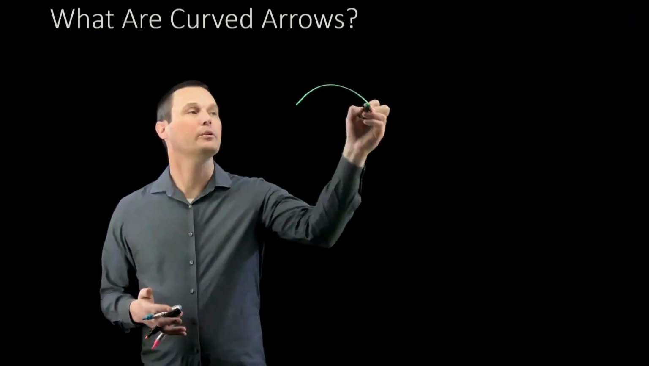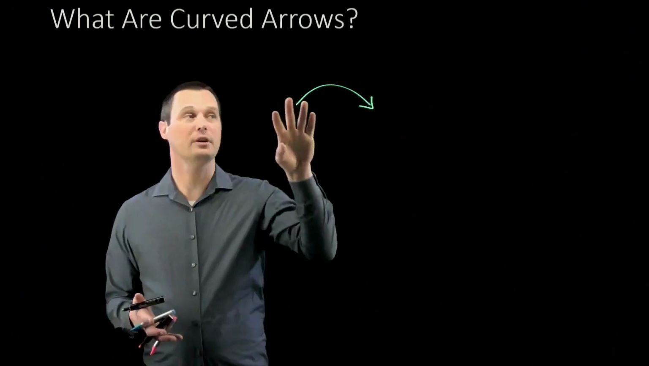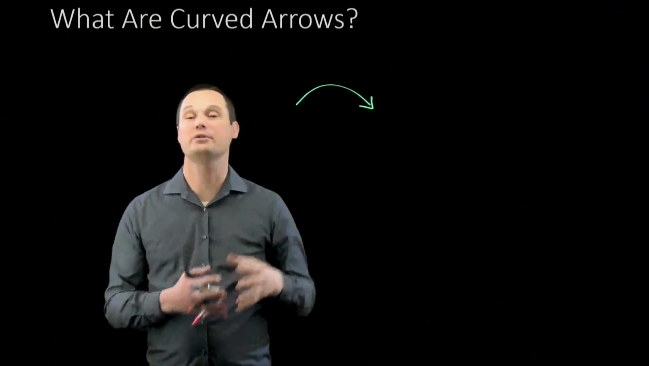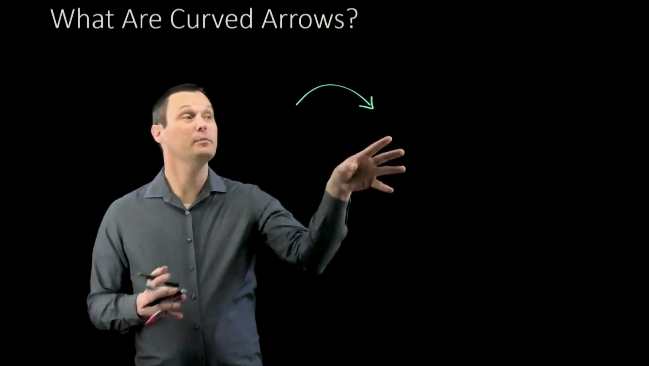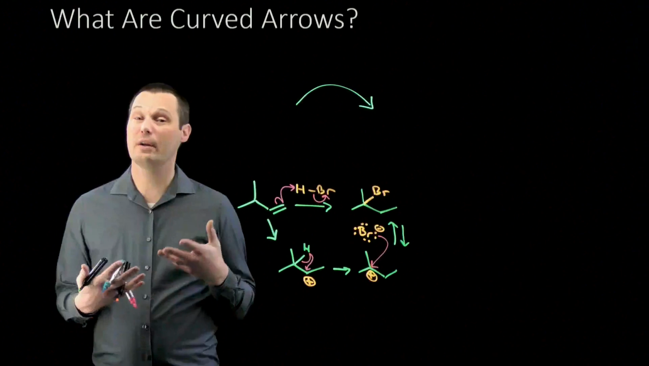What is a curved arrow? This is a curved arrow. A curved arrow is an arrow that is curved. It starts somewhere and it points somewhere else. But there is so much packed into this unassuming arrow. Curved arrows are not random. They're not meaningless. We don't randomly draw curved arrows wherever we want on the page. So what are curved arrows and where do we use them?